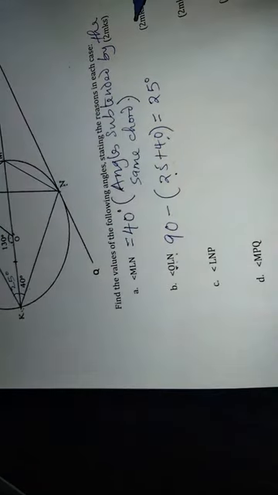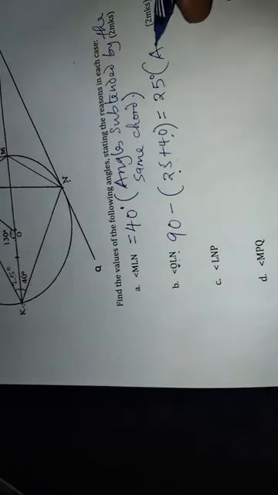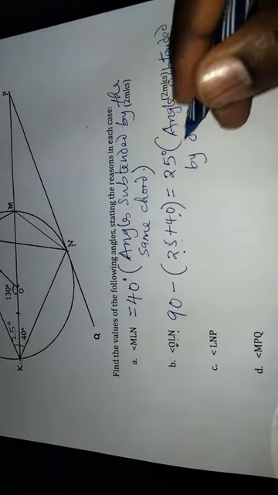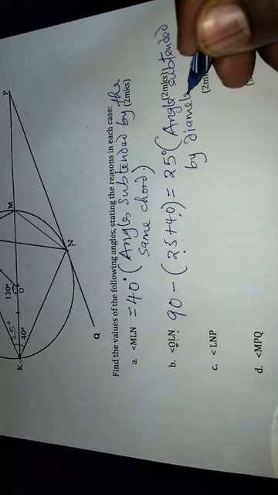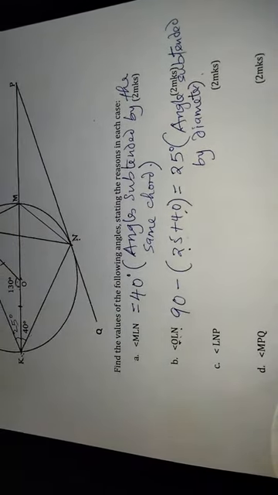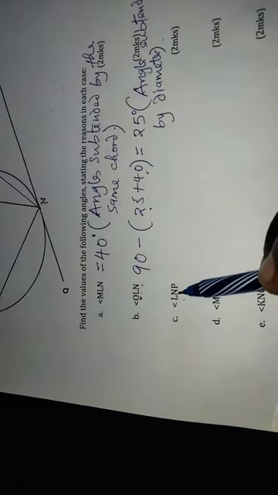The reason is angle subtended by diameter. The angle subtended by a diameter is supposed to be 90. Therefore, we can find the missing angle there. The next angle is LNP. We've already found this 25, so we can fill it.